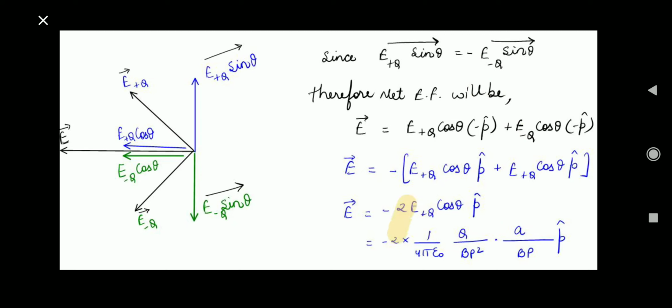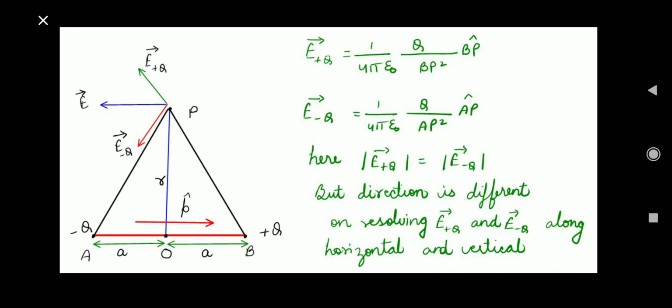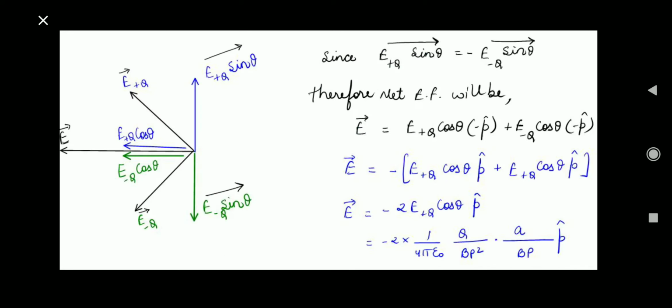Now this 2 is written as it is. E plus Q, the magnitude, is written over here. Where has it come from? From here. This was the magnitude, so we copied it here. Then the value of cos theta is written here, A upon BP. Now what is A upon BP?